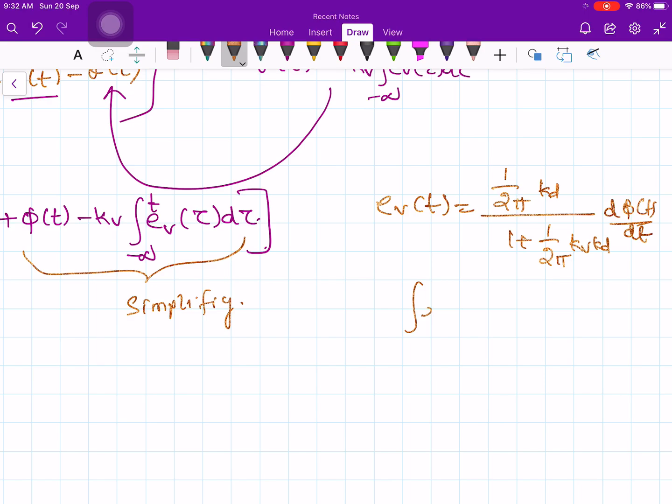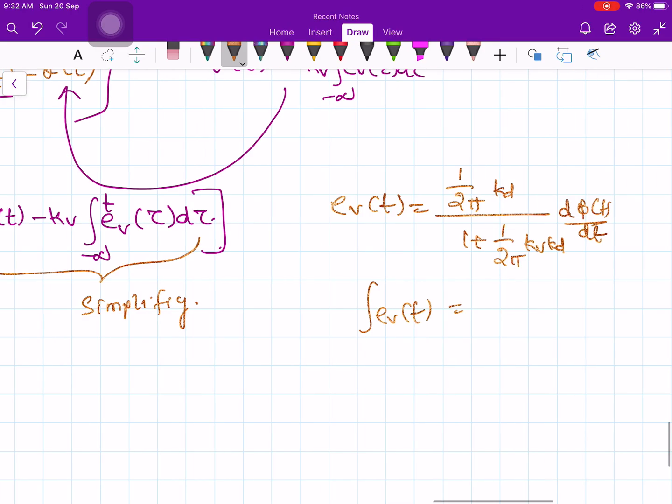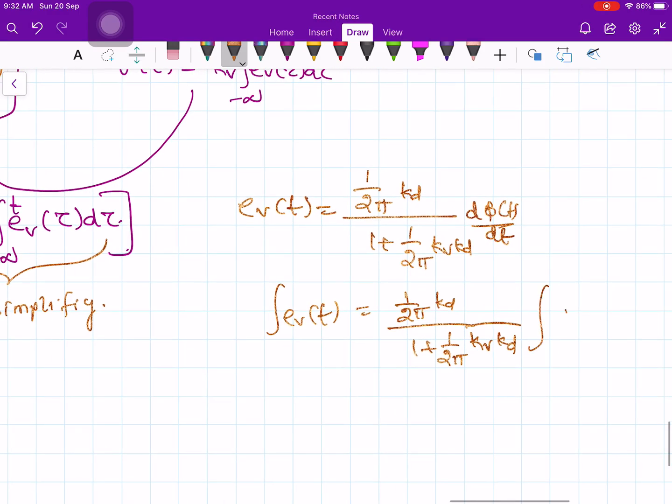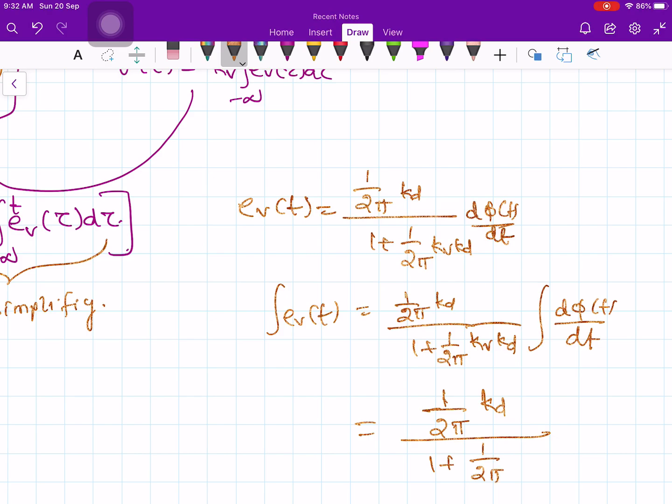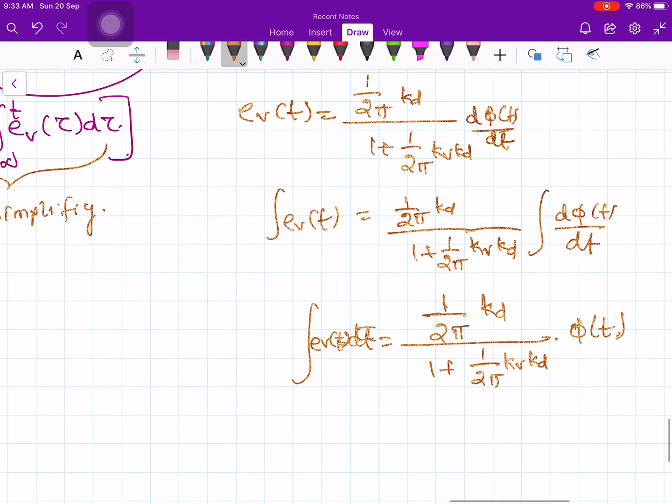So what is your integral of EV of t? This whole thing will become constant. So 1 by 2 pi kd whole divided by 1 plus 1 by 2 pi kV kd, then integral of d phi of t by dt, and this integral and differentiation will go away, so you will get 1 by 2 pi kd whole divided by 1 plus 1 by 2 pi kV kd times phi of t. So this is my EV of tau d tau.